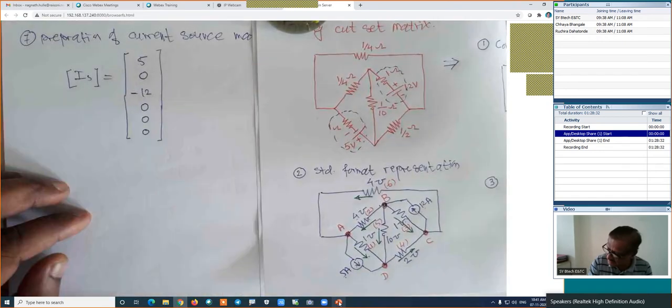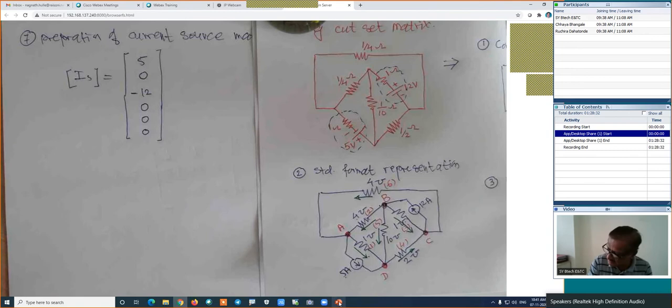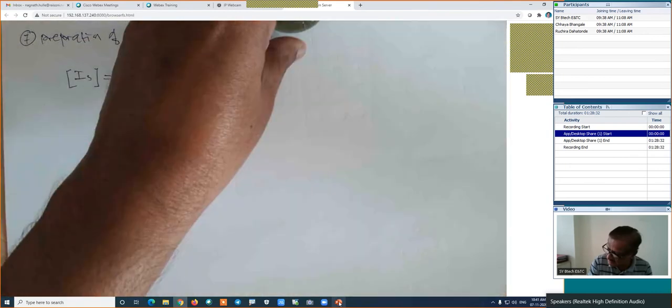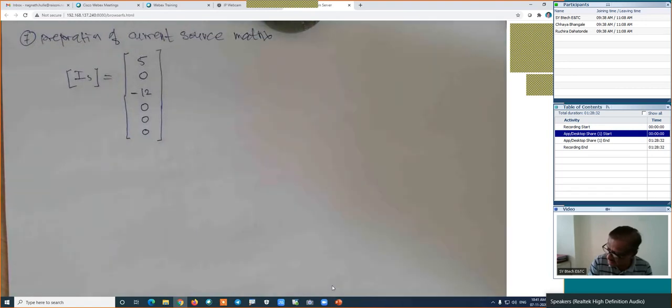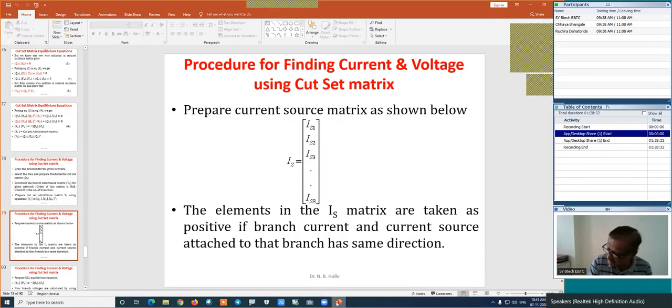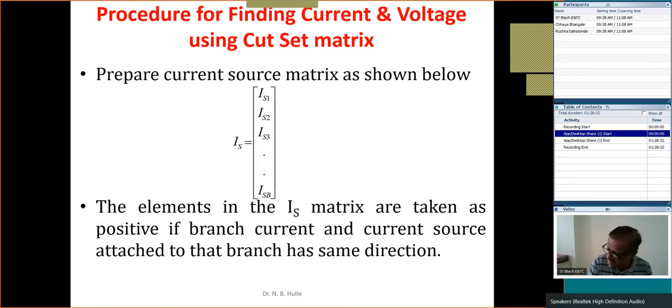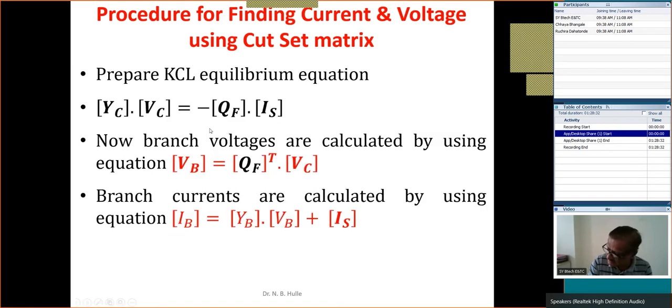This is the preparation of the current source matrix, which is IS. Is it right? And if we have that current source matrix, I will show what is the next step. What is the next step? In this case, the next step is to prepare the KCL equilibrium equation by using this equation, that is YC into VC, which is equal to minus QF into IS.